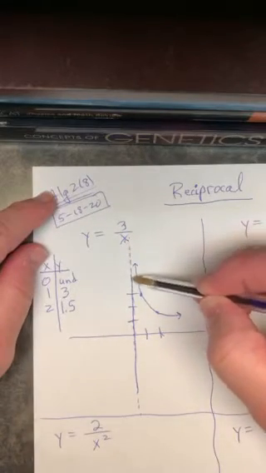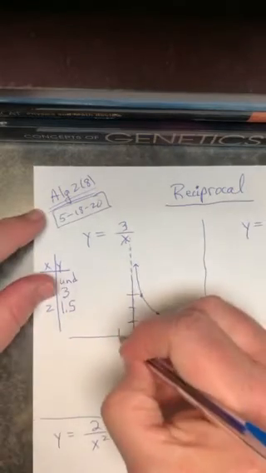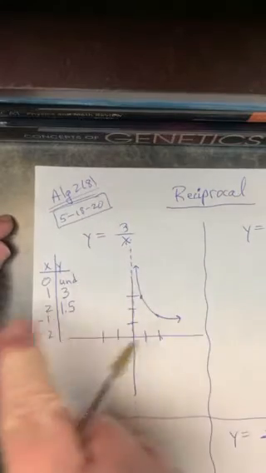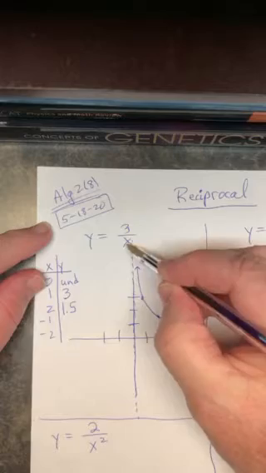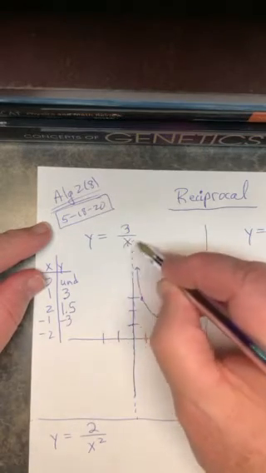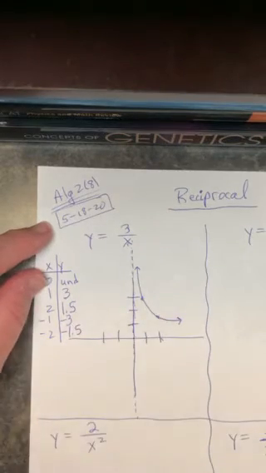Again, here's my invisible wall. So what two numbers would you pick to the left of that wall? You would pick -1 and -2, which would create what two y coordinates? Well, 3 over -1 is -3, and 3 over -2 is -1.5.